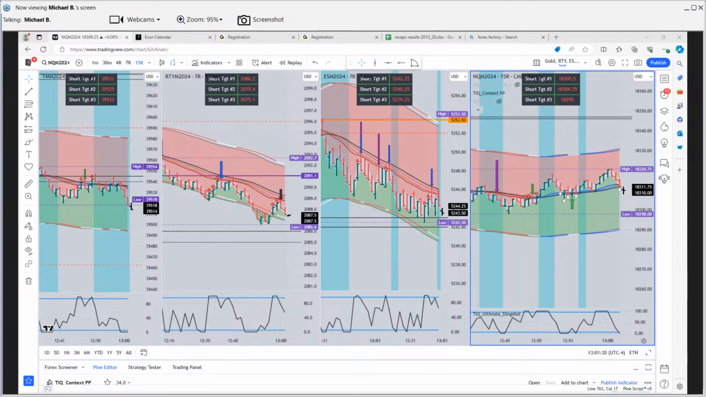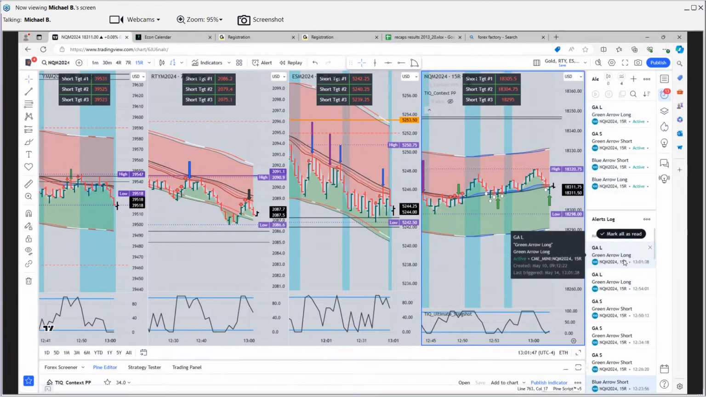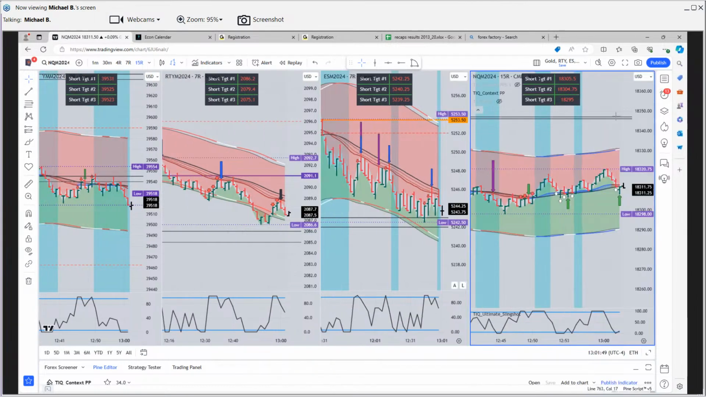And here it is. Okay, so we got Anjum straightened out yesterday with the questions that he had yesterday in the live stream, the YouTube stream. There's another arrow and another alert trigger right here. Green arrow long.